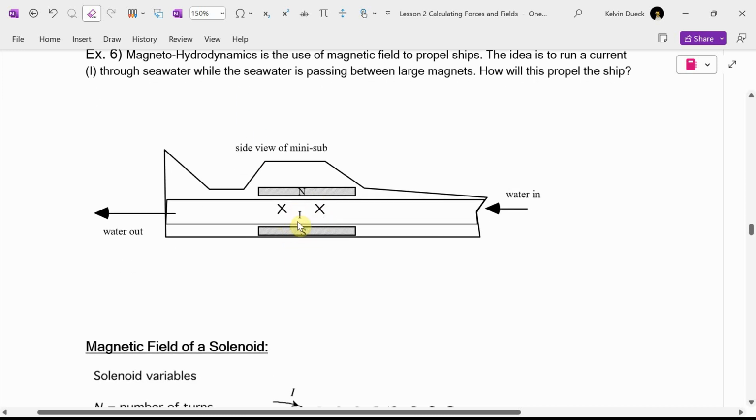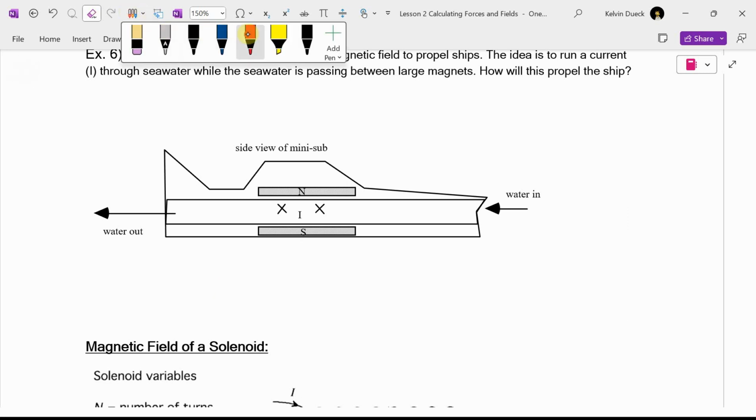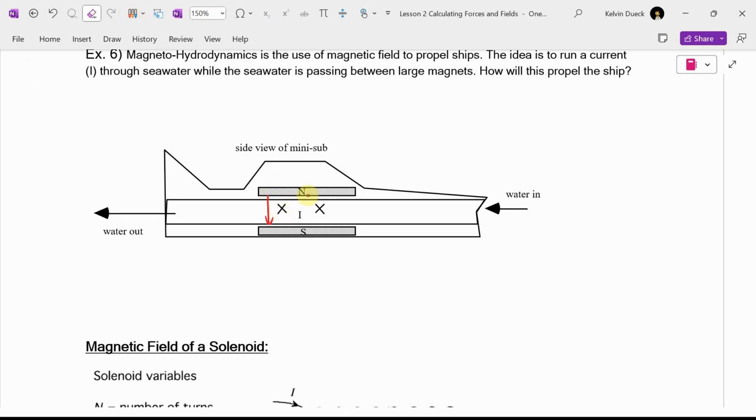And here is the physics behind it. Here is the side view of the mini sub. We have a North Pole magnet right here. This is the outside of the sub. We have a South Pole magnet right here. Let's draw in the magnetic field lines. Which way do magnetic field lines point from? What to what? No. And you need to memorize that. So let's draw in 3 magnetic field lines.